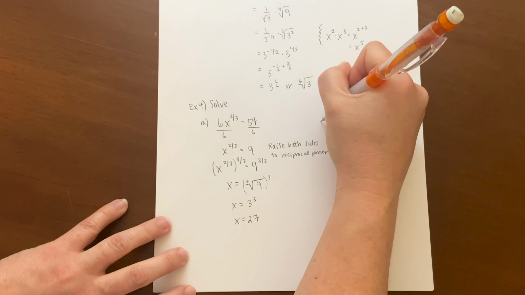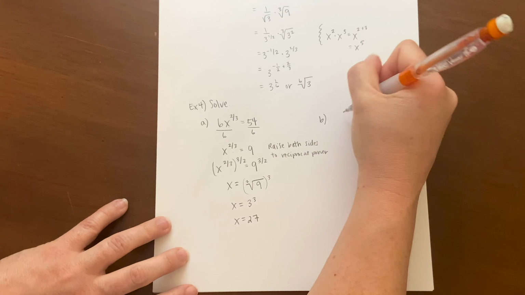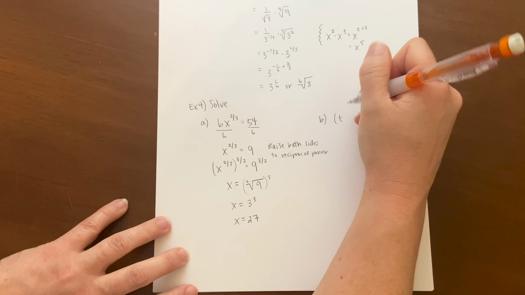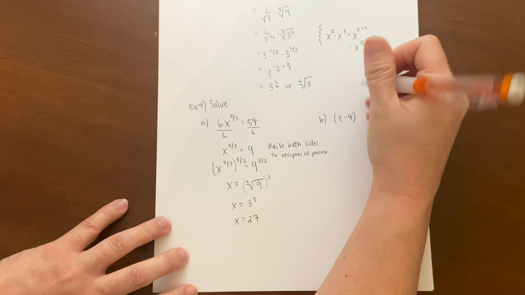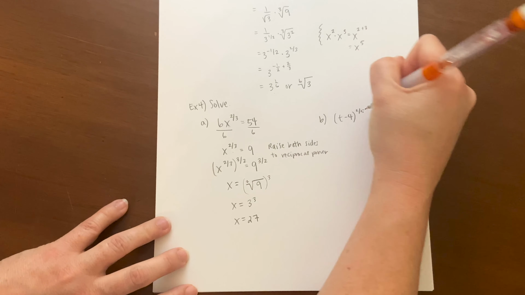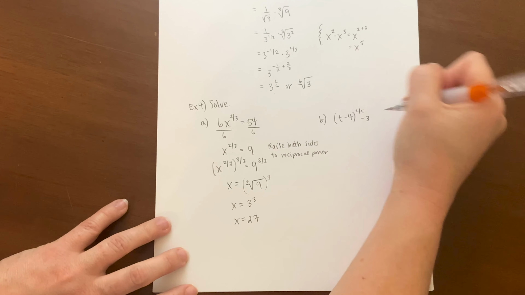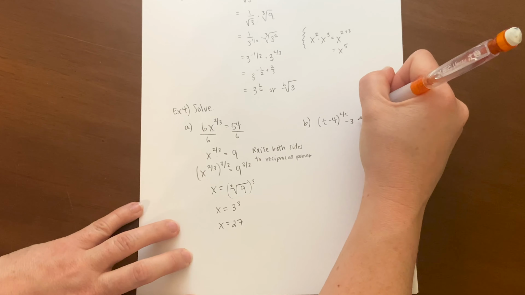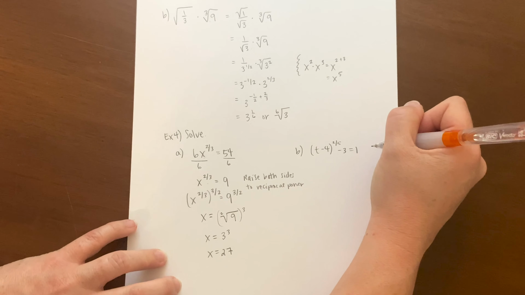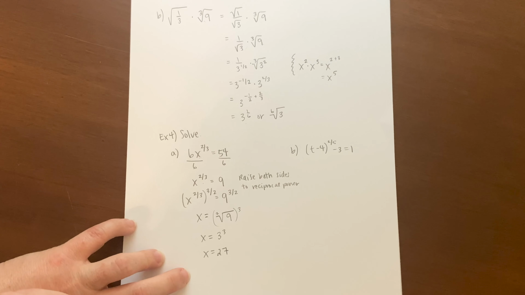All right, last one. We're going to solve one more. If we have the quantity t minus 4 raised to the 2/5 power minus 3 equals 1. All right, take a minute to take that in. We've got the quantity t minus 4 raised to the 2/5 power minus 3 equals 1.